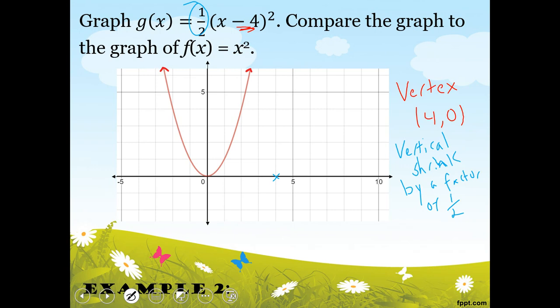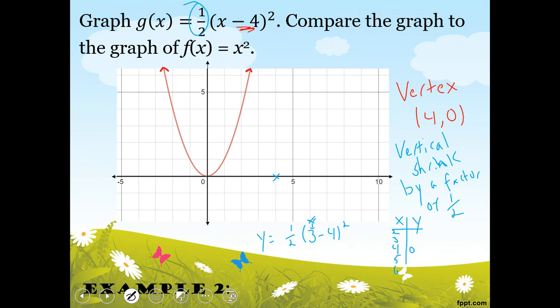So it's a good idea when you see something like this to make a table. And always start in the middle of your table with your vertex point. So we know we have 4, 0 as my vertex. So I'm going to use 2 points on either side as my other points. And now to get these points, I'm just going to plug my x values into my equation. So for example, let's do 3: I'm going to do 1/2 times 3 minus 4 squared, and that's what y is equal to.